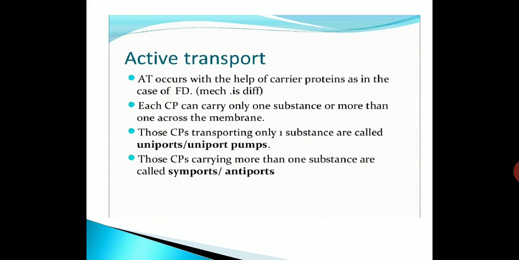Active transport occurs with the help of carrier proteins, as in the case of facilitated diffusion. Each carrier protein can carry only one substance or more than one across the membrane. Those carrier proteins transporting only one substance are called uniports or uniport pumps. The carrier proteins carrying more than one substance are called symports or antiports.